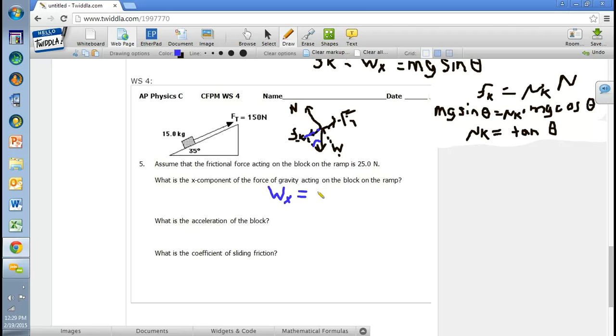So this is going to be the mass times gravity, because that's what weight is. And then the x component is found by using sine. The angle here is 35 degrees. Any questions on how I figured that out? Okay. All right, so that's going to be equal to 150 newtons times the sine of 35.